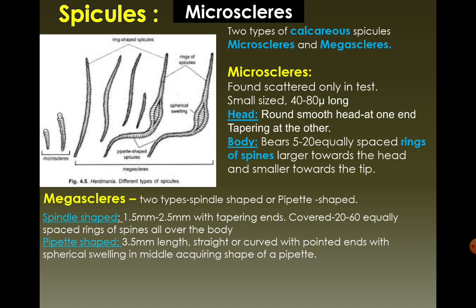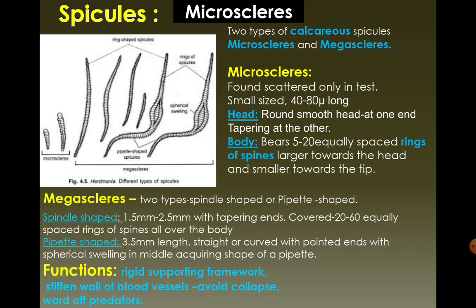Now when these spicules are present in the test, what could be their function? The main function of these spicules is that they provide a rigid supporting framework to the body of Herdmania. They stiffen the wall of the blood vessel so that it will not collapse, and they ward off predators. Because of the presence of spicules in the body wall, no predator would like to eat this Herdmania; they are calcareous structures and may hurt the predators, helping in the protection of Herdmania pallida.